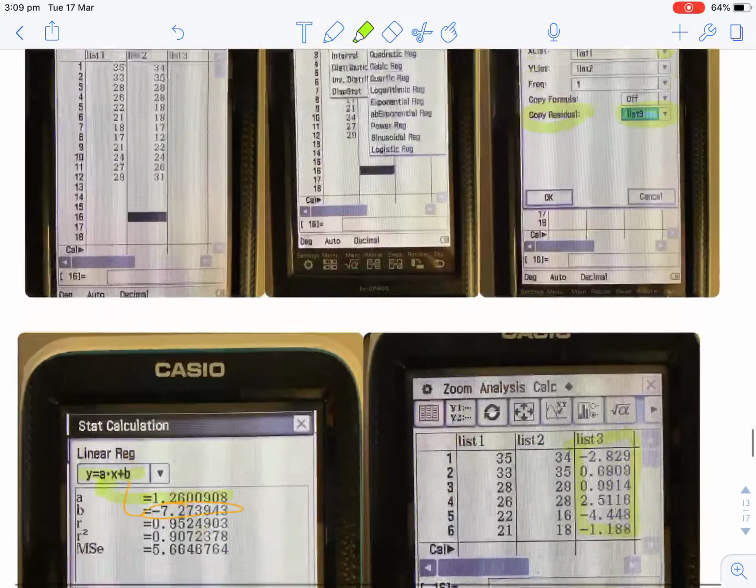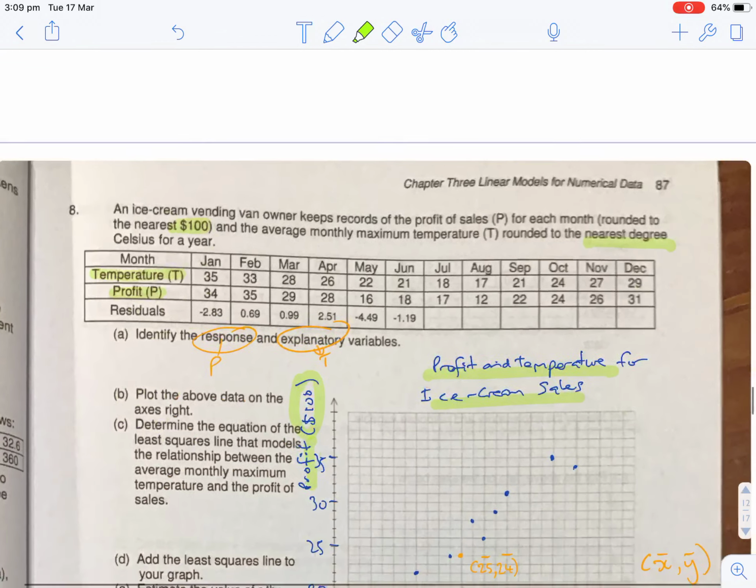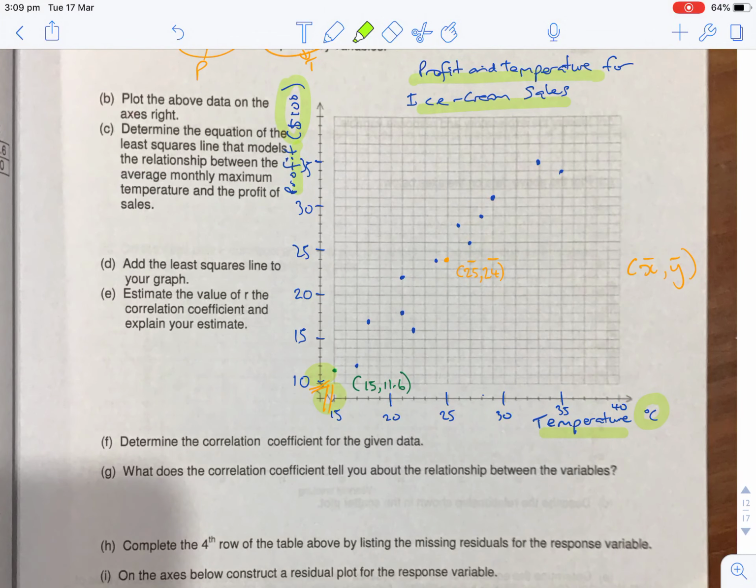But away we go. So first I'm going to write down my equation. It said determine the equation, so we just got all those variables from there. So y hat, to show that it's a prediction, was equal to 1.26x take away 7.27. The number of decimal places you go to is always an issue. In an exam, it's safe to go to about 4 if you don't have a context of the question, but otherwise take it from the context of the question.